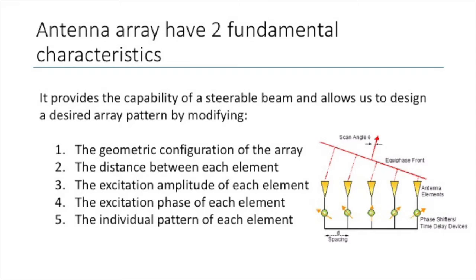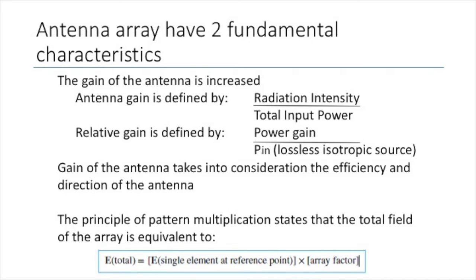We can also manipulate the received signals from the individual antenna elements in different ways to achieve many signal processing functions such as spatial filtering, interference suppression, gain enhancement, and more. In the latter part of this video, we will be able to see the effects of changing the excitation phase on the total field patterns. The second characteristic of an antenna array is that we see the gain of the antenna is increased.